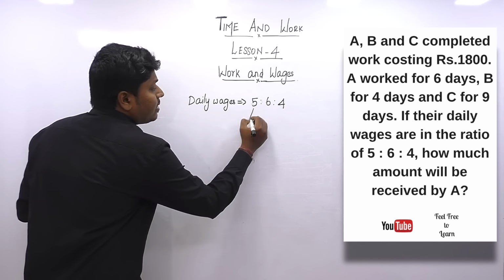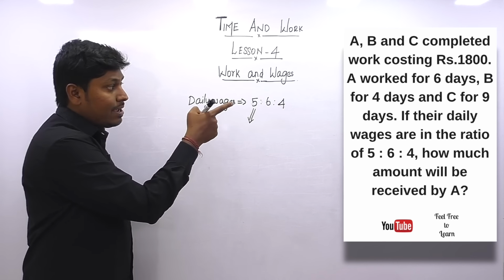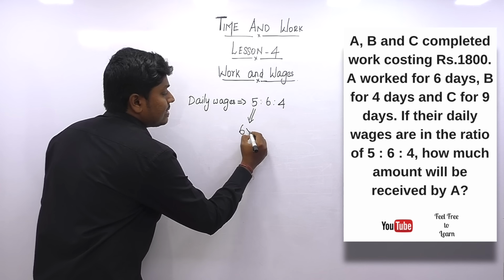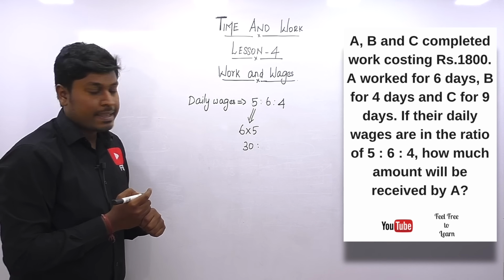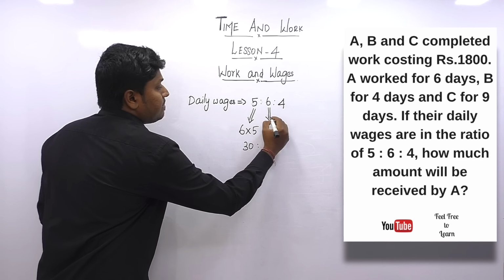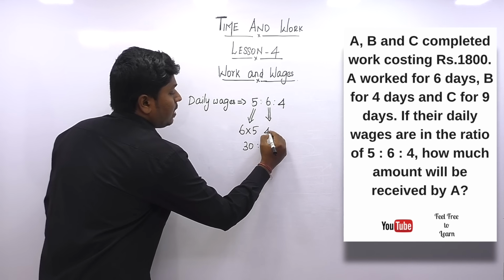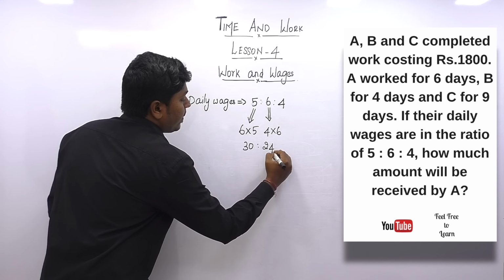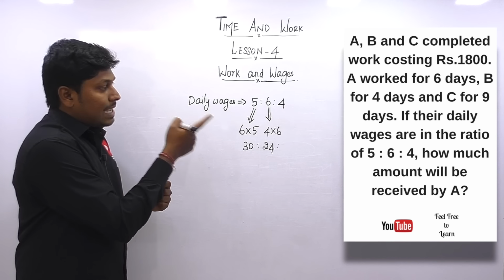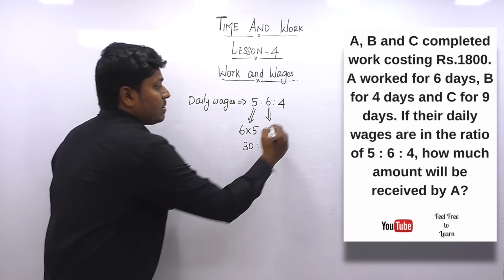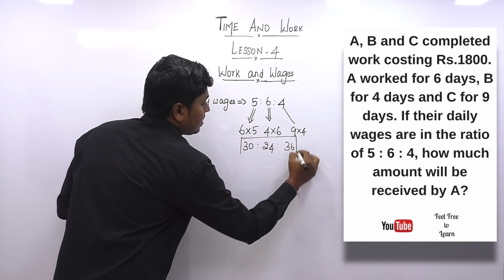So in order to find the total wage of person A, the daily wage is 5 and person A worked for 6 days. So 6 into 5 will be 30. So 30 will be the total wage of person A. Next is person B. Person B's daily wage is 6 and person B worked for 4 days. So 4 into 6 will be 24. So 24 will be the total wage for person B. And for person C, the daily wage is 4 and he worked for 9 days. So 9 into 4 will be 36. 36 will be the total wage of person C.